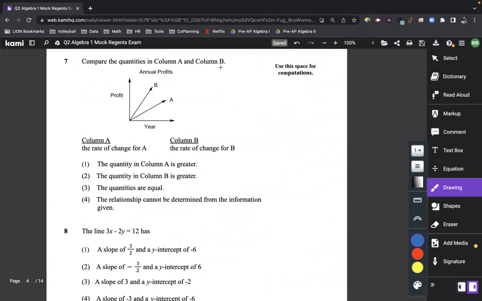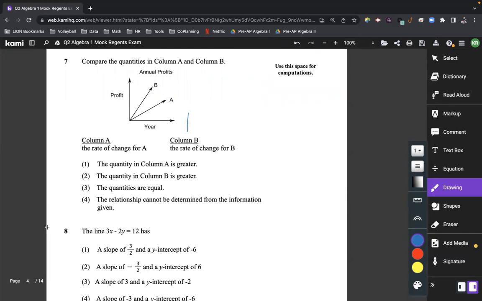Compare the quantities in column A and B, right? So A is the average rate of change for A and B is the average rate of change for B. So just by looking at these, it says annual profits. So my profits in the year. It looks like as my year's increasing, so are my profits. But let's look at these answer choices. The quantity in column A is greater. The quantity in column B is greater. The quantities are equal. The relationship cannot be determined from the information given.